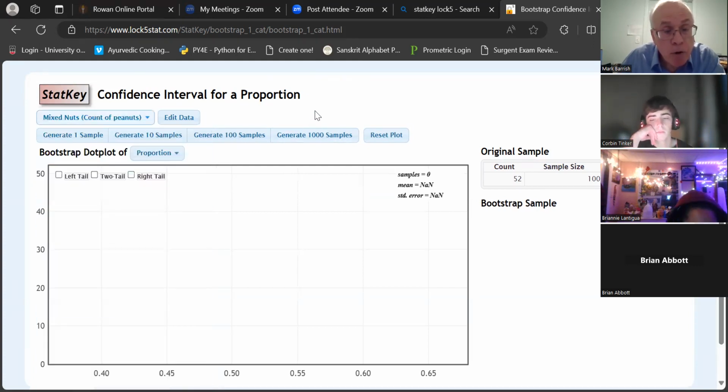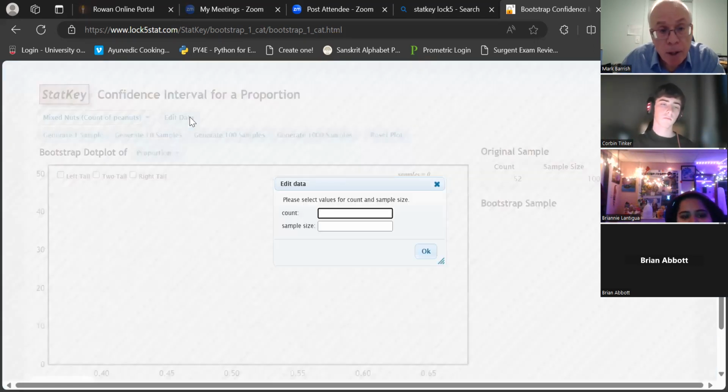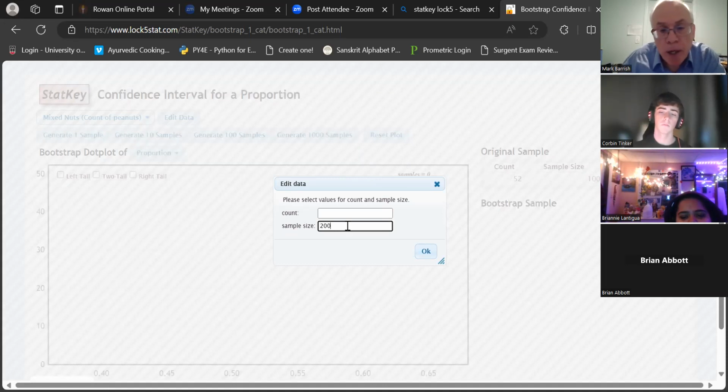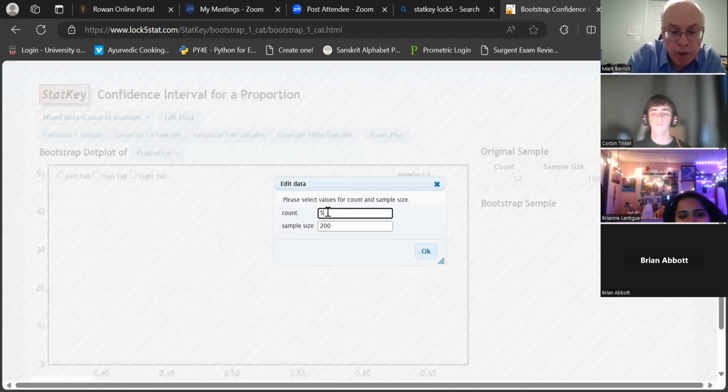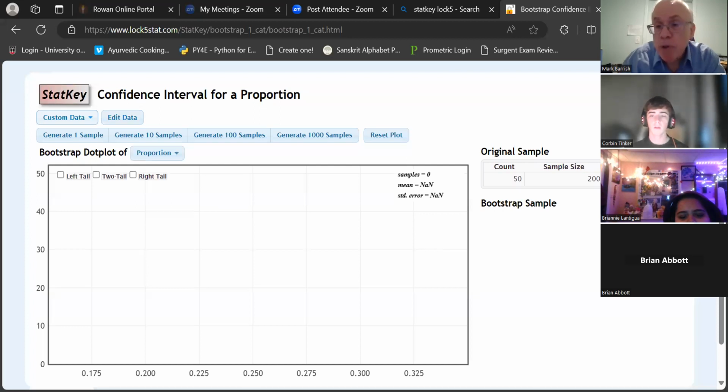Now, if you wanted to create your own data, you can edit the data here. It doesn't matter where you enter, and you can enter a count and sample size. For example, if you wanted to create a sample size of 200, and you wanted the count, the number of successes in the proportion, to be 50 for the sample, then you click OK, and now you get a sample proportion of 0.25. So there's a little bit of flexibility with this. You could just hit edit data and create your own example.